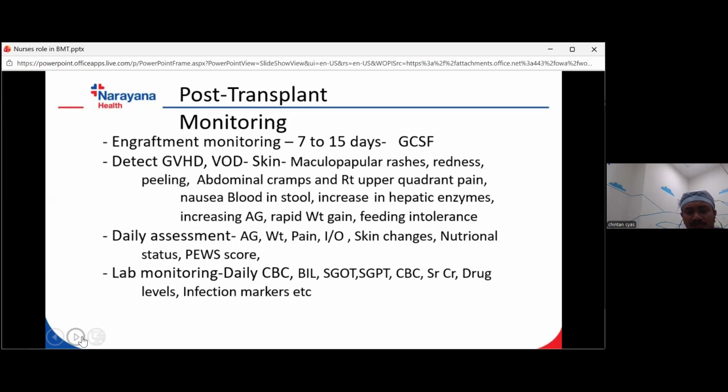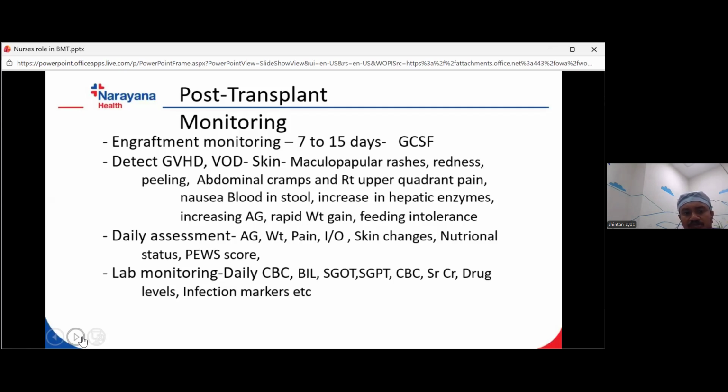And daily assessment is very important in the bone marrow transplant unit, including abdominal girth, weight, pain, intake and output, skin changes, and nutritional status of the child. As well, the main important thing is to monitor the PEW score. The fluctuation in the PEW score must be highlighted. And for mucositis, the nurse must check the oral cavity for mucositis changes.